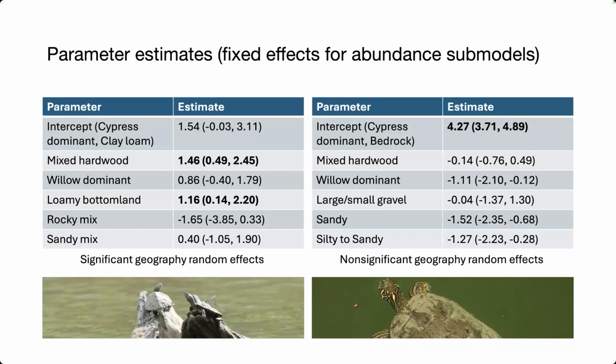And for Texas river cooter, we see the opposite, right? We see a high level of association with cypress, and we also see high abundance where the river substrate is mostly bedrock or large and small gravel rather than sandy or silty. So what could cause this? We're thinking to an extent that where you have bedrock and where you have gravel, the river is very clear. It tends to be a lot clearer, less turbid than sandy or silty habitat. So this could increase visibility.